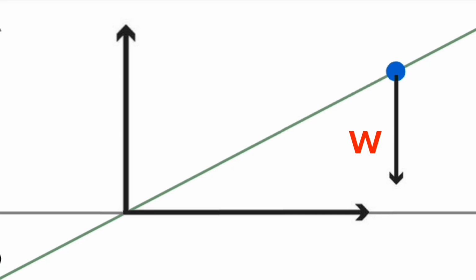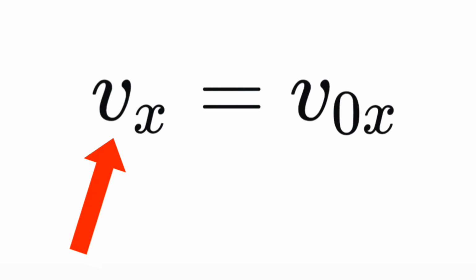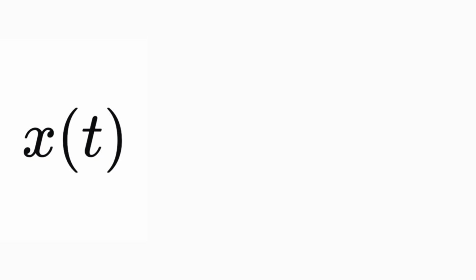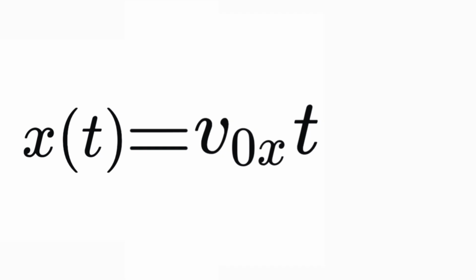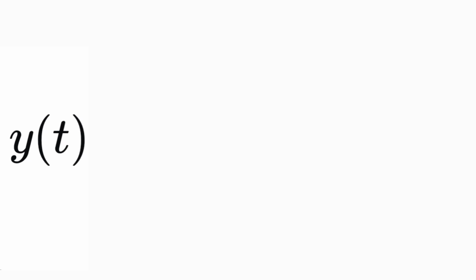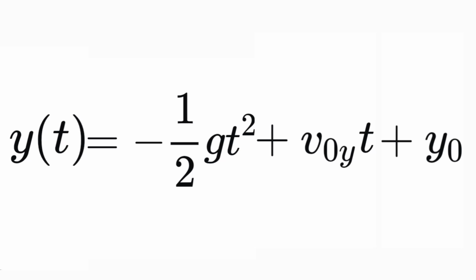The x component of the vector W is just 0, so ax, the x component of the ball's acceleration, is 0. That means vx, the x component of the velocity, is a constant, which is the x component of the initial velocity, v0x. Finally, x of t, the distance traveled by the ball on the x-axis at time t, is equal to v0x times t, plus x0, the initial distance, which in this case is just 0. Now we've got our formula for x of t. Similarly, we can derive the formula for y of t. It's minus 1/2 g times t squared, plus v0y times t plus y0. Again, y0 is just 0, so we'll ignore it.